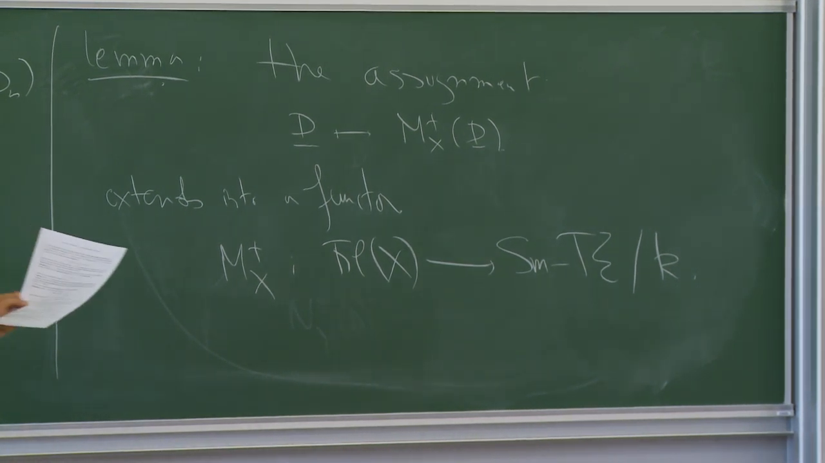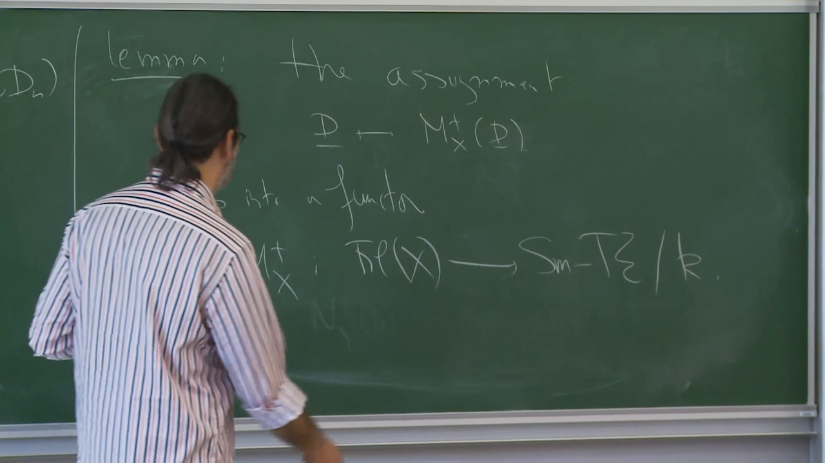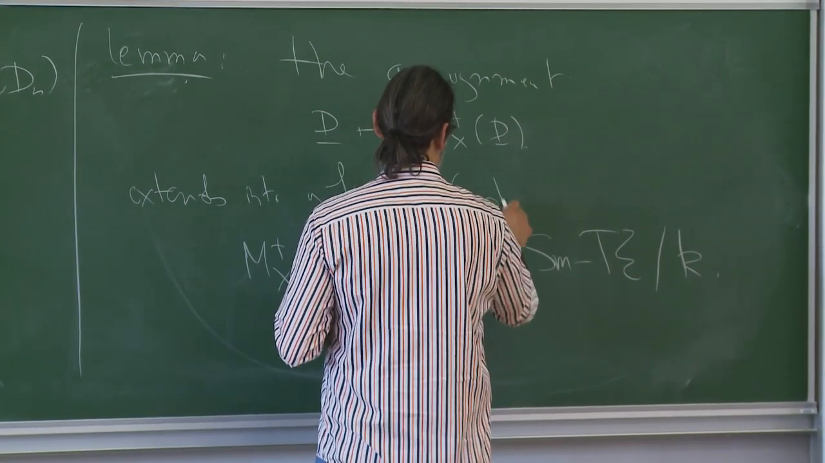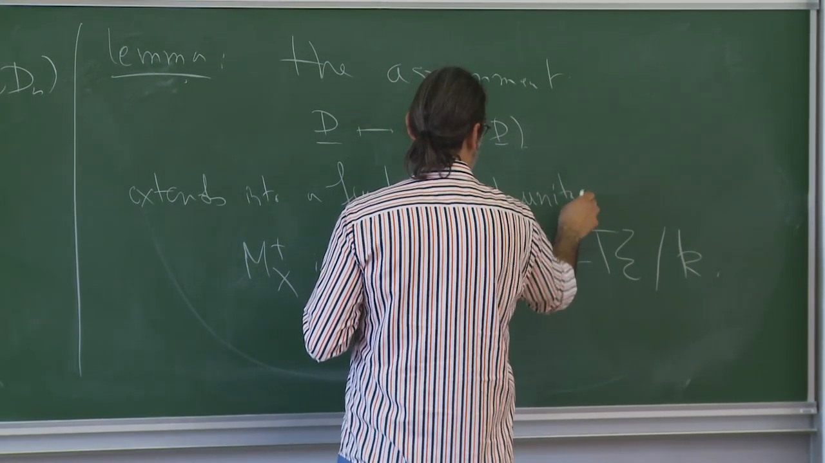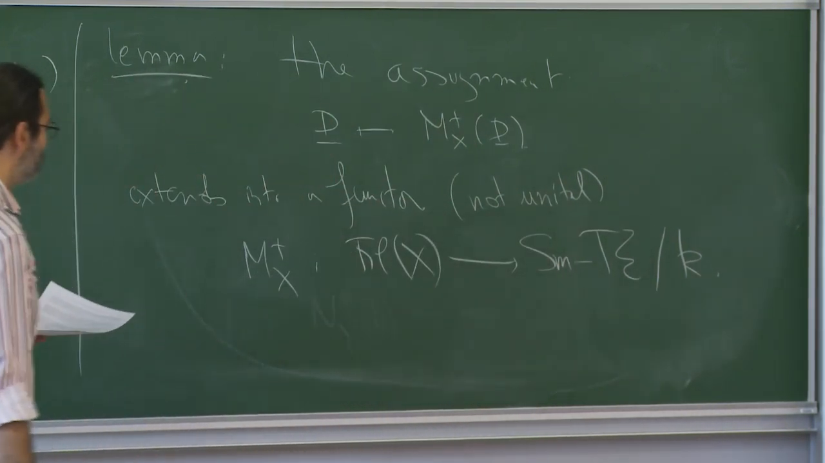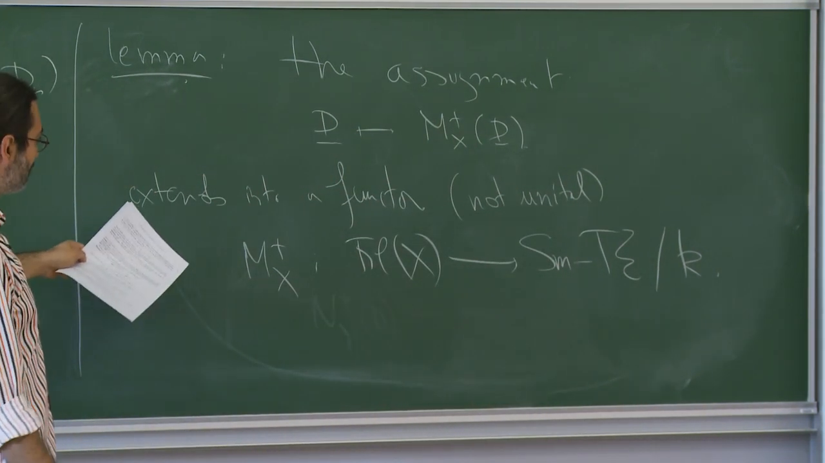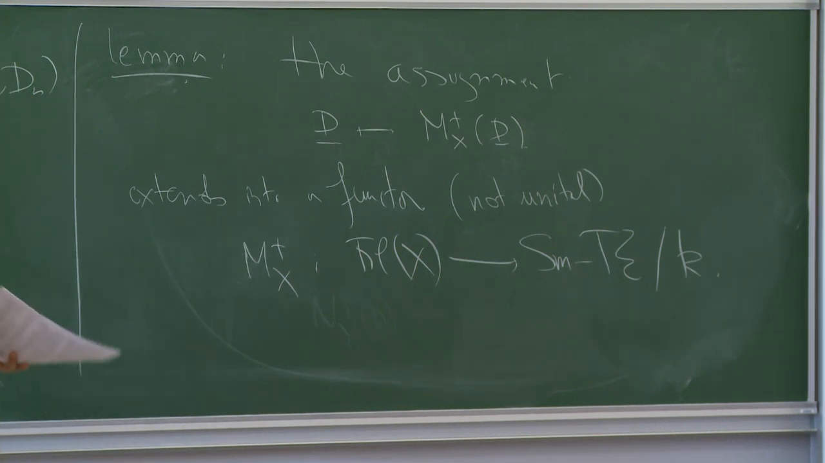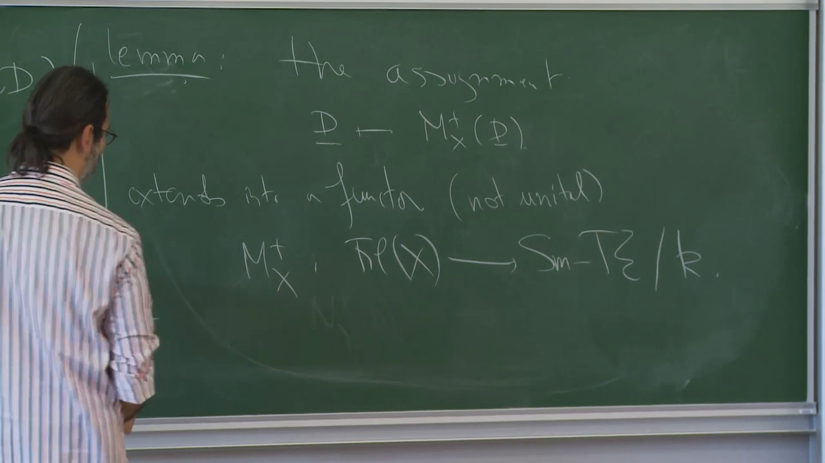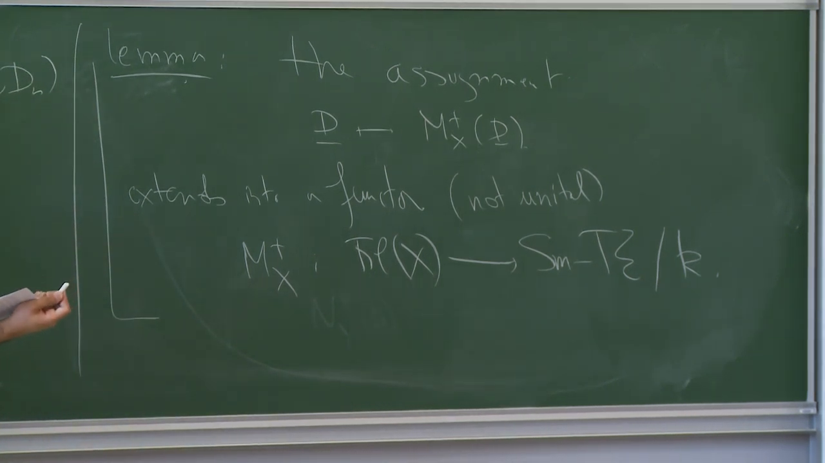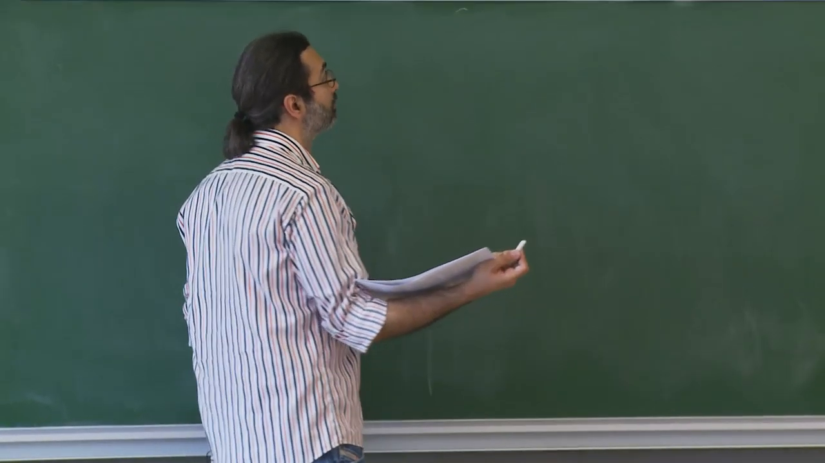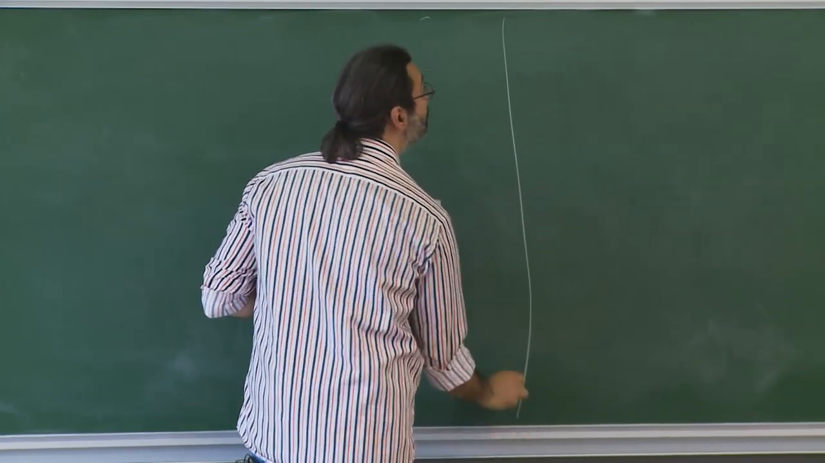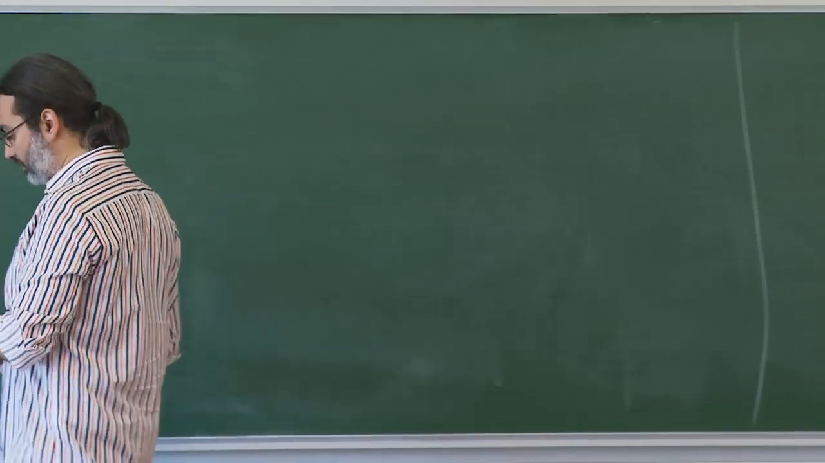There is a small issue in this lemma, which is that this functor is not unital. As I will explain, we see from the construction that it does not take the identity of flags to identity. Okay, so I will very quickly discuss this. I don't want to get too much into the details, but just give you an idea of how this is constructed.